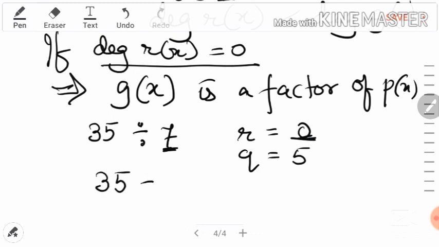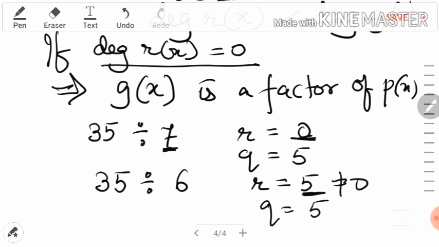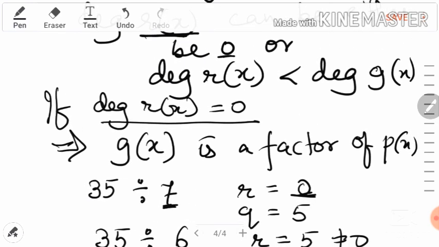If I divide 35 by 6, then I get the remainder 5, because 6 times 5 is 30 and 6 times 6 is 36. So remainder is 5 and the quotient is 5. So in this case, since the remainder is not equal to 0, we can say that 6 is not a factor of 35. Likewise, when dividing polynomials, if we get the degree of remainder polynomial 0, then the divisor polynomial g of x becomes the factor of p of x.